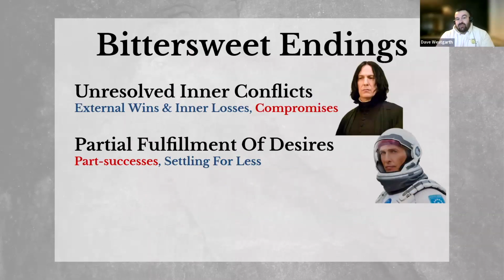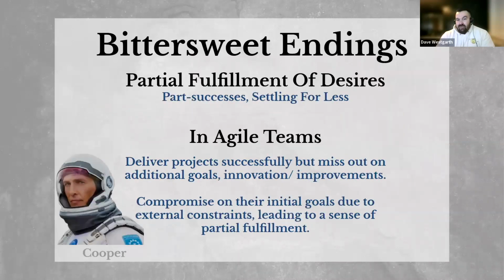Next, in bittersweet endings, we can talk about partial wins, half wins, those hollow wins. Matthew McConaughey's character in Interstellar is a good example of this. Part successes, settling for less. When we think of part successes, we can think about delivering projects successfully, but we miss out on additional goals. We don't innovate or experiment. And opportunities for improvements within the team or within the product or within the initiative are left on the table. All we care about is getting the job done. No exploration, no room to grow.